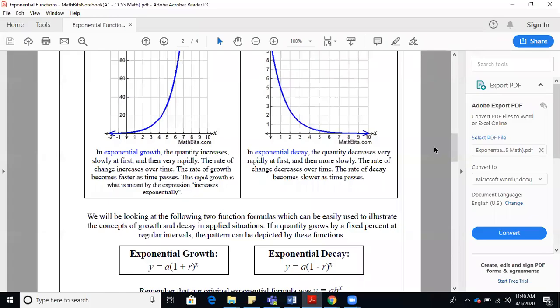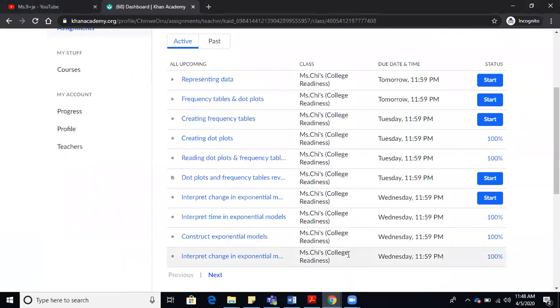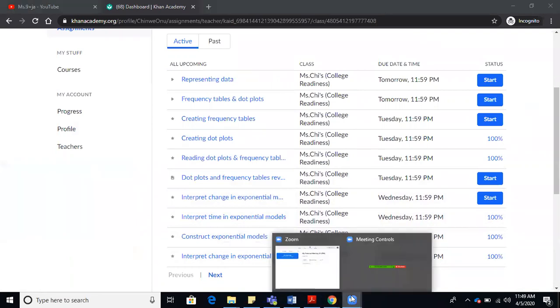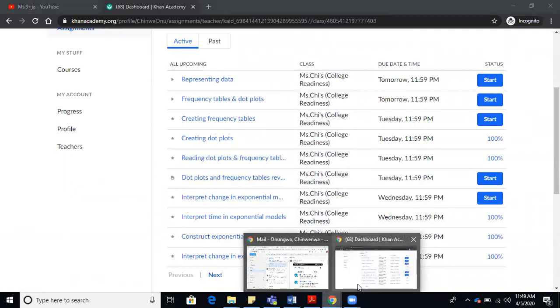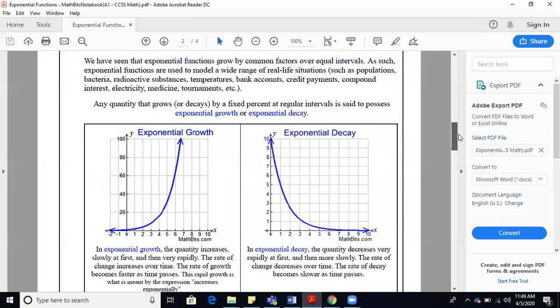Okay, so this video will be just a brief intro into exponential functions, and then we're going to go over the first two things for exponential models, which is interpret and change in exponential models and interpret in time in exponential models. Please excuse the noise. All right, so let's go over the intro first, a little intro into exponential models.